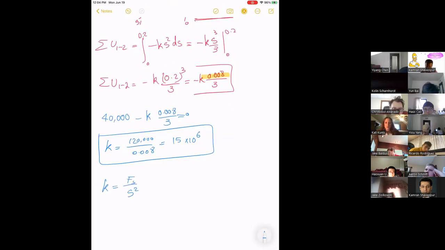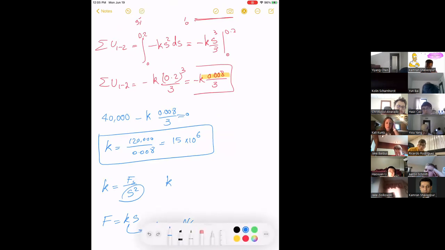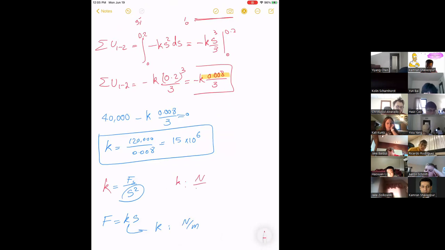This is the equation, right? For the regular spring constant, when you say F equals KS, this K is newton per meter. But now we have S squared. So this K, whatever, let's just keep it the same. You know what? I'm just going to turn it red. The red K here, the unit is newton per meter squared. So this is going to be newton per meter squared.